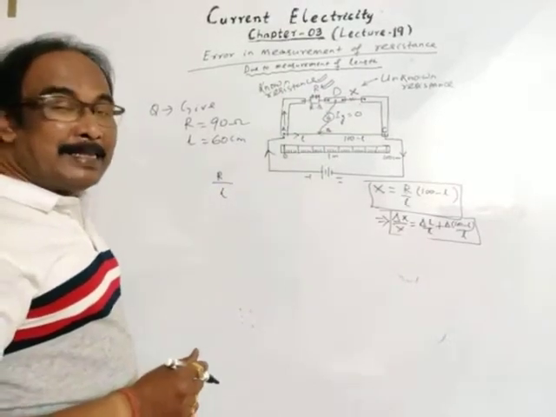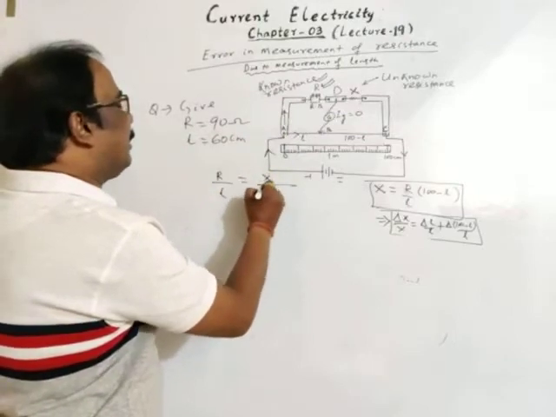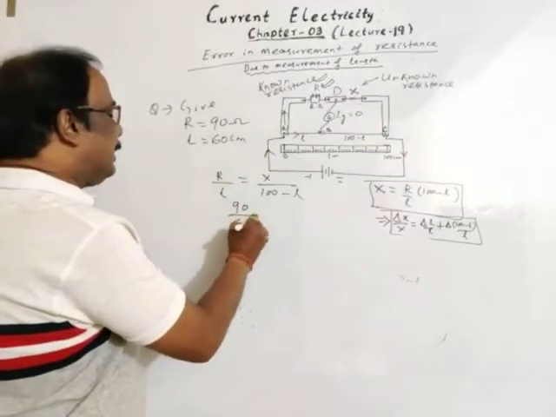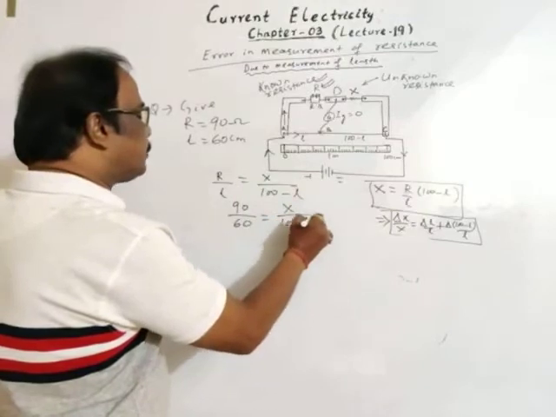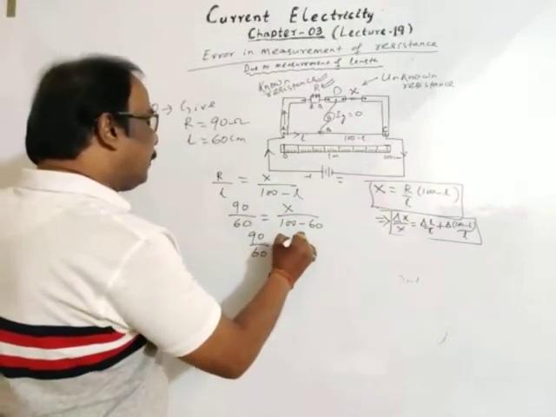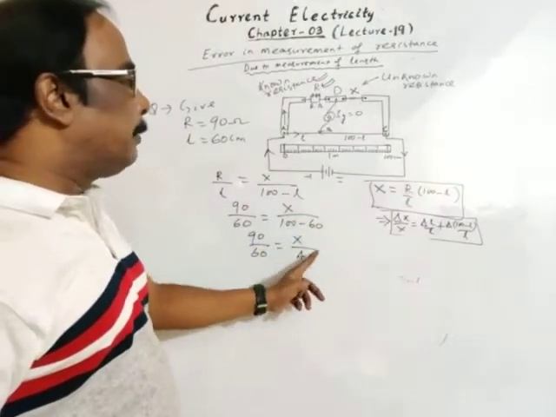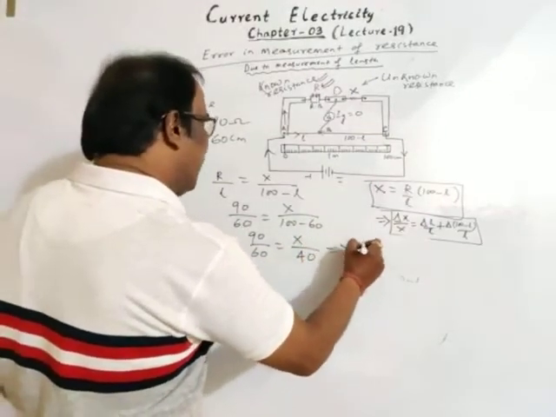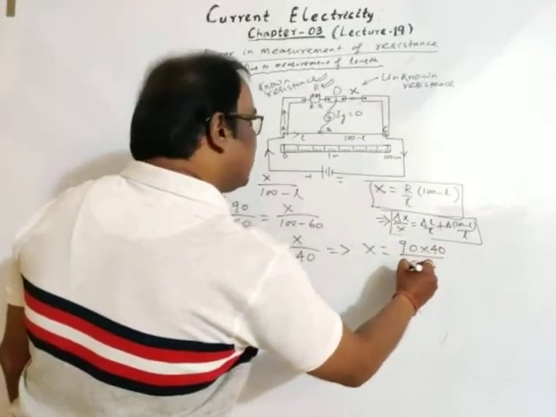From the balance condition of the Wheatstone bridge, R divided by L is equal to X divided by 100 minus L. Here R is 90 ohm, L is 60 centimeter, so 90 divided by 60 is equal to X divided by 100 minus 60, which means X by 40. 100 centimeter minus 60 centimeter is equal to 40 centimeter.